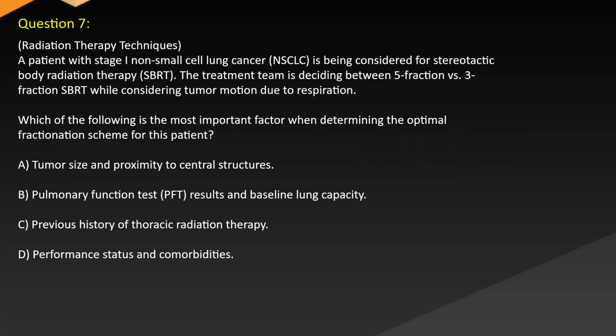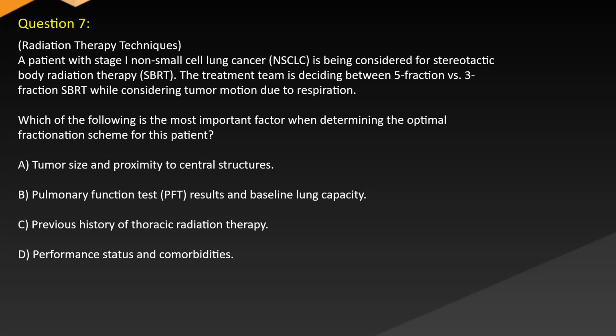Question 7. Radiation therapy techniques. A patient with stage I non-small cell lung cancer (NSCLC) is being considered for stereotactic body radiation therapy (SBRT). The treatment team is deciding between 5-fraction versus 3-fraction SBRT while considering tumor motion due to respiration. Which of the following is the most important factor when determining the optimal fractionation scheme for this patient?